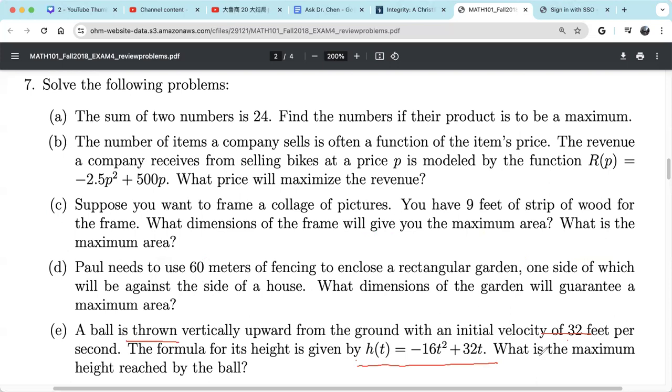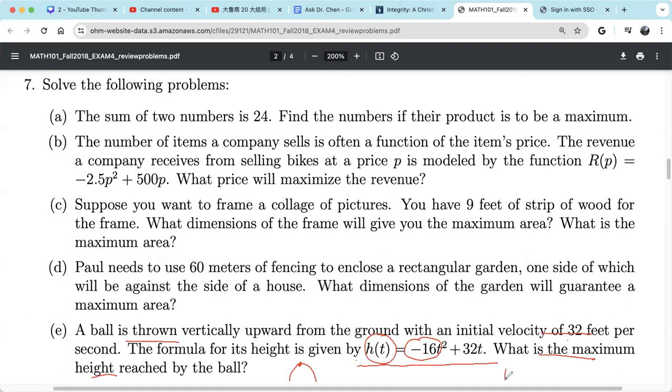So the question is asking, what is the maximum height? The maximum height reached by the ball. Again, we see this quadratic function, leading coefficient negative. We know the graph is a downward parabola, and the vertex is the maximum. So we need to find its x value and its function value for this vertex.